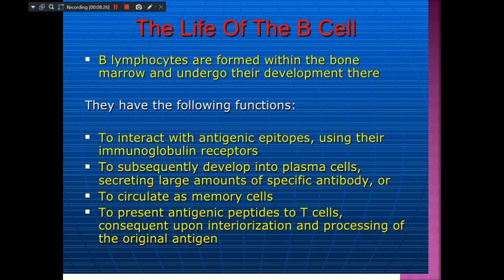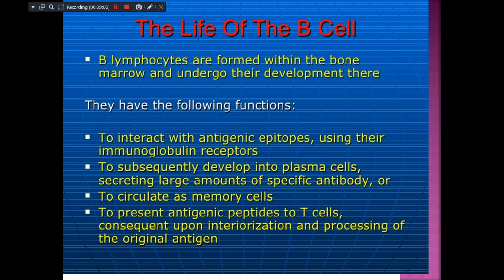responses. So now first, let's concentrate on the B cell or B lymphocyte. These B lymphocytes are formed within the bone marrow. They take birth in the bone marrow and undergo their development also within the bone marrow. So they do not migrate to any other gland. Instead, they remain in the bone marrow and develop there. And these B lymphocytes have four important functions.